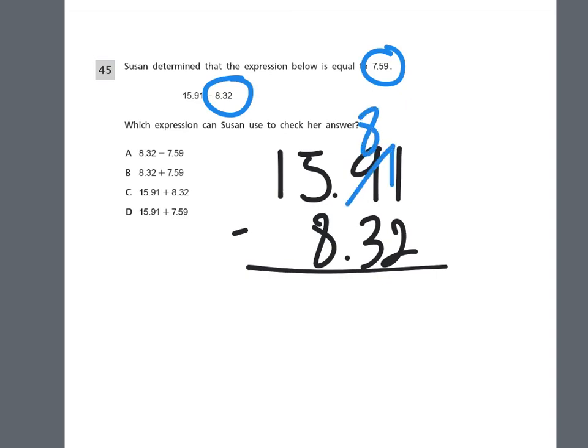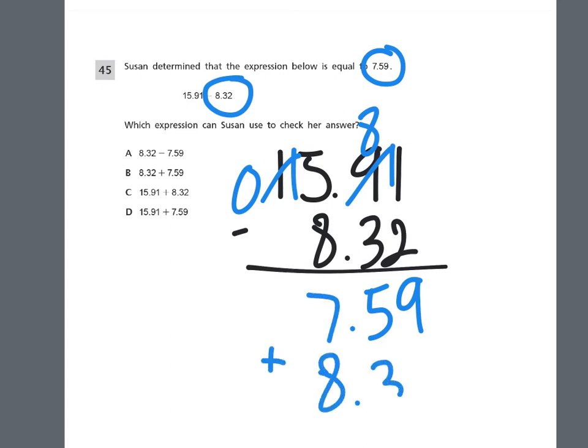11 minus 2 would be 9. 8 minus 3 is going to be 5. Borrow, that's 17 minus 8. Or say, 15 minus 8, which is 7. So if you want to check your work, you would add that back up to 8.32. And you'll get your answer. So that one would be letter B.